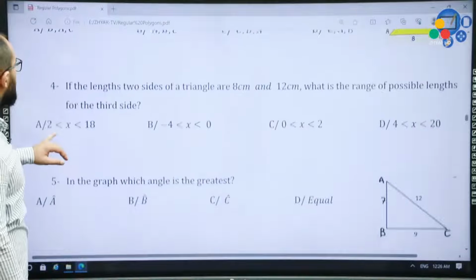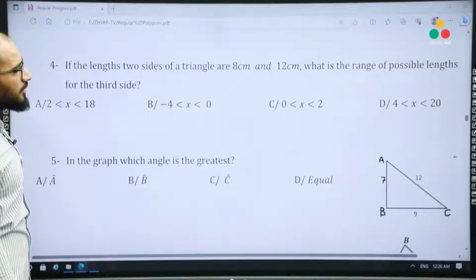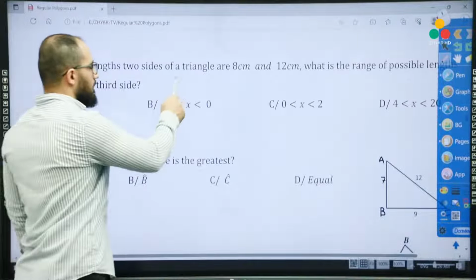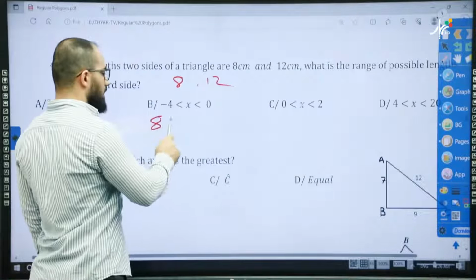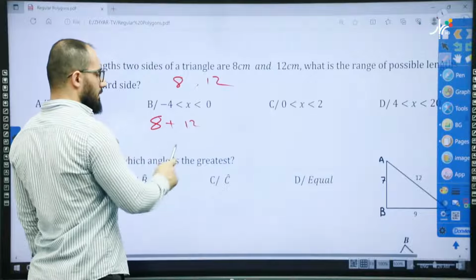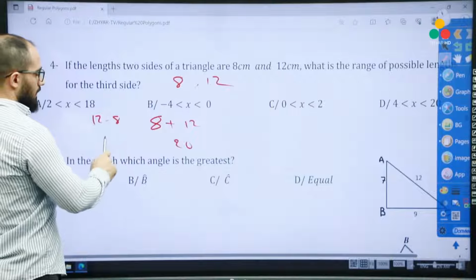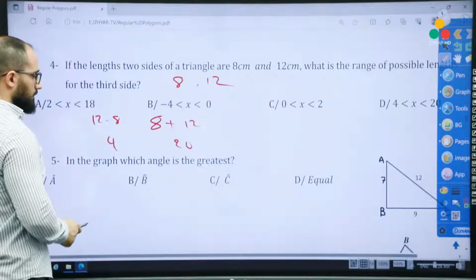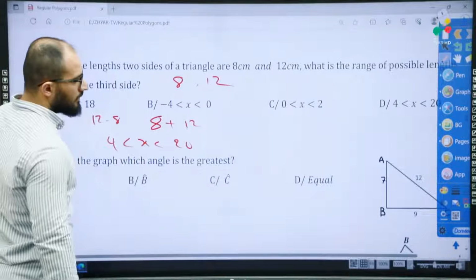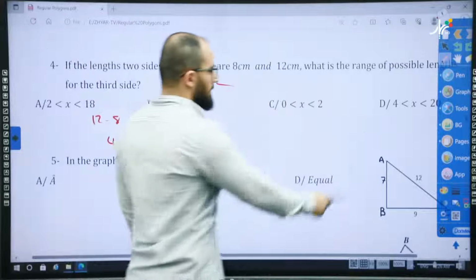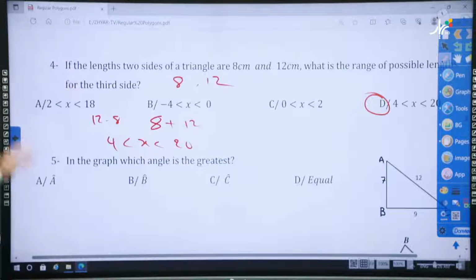Again, we have another question. If the lengths of two sides of a triangle are 8 centimeters and 12 centimeters, we have 8 and 12. So 8 plus 12 is 20. Then 12 minus 8 is 4. So it is between 4 and 20. The correct answer is D: x less than 20, x greater than 4.